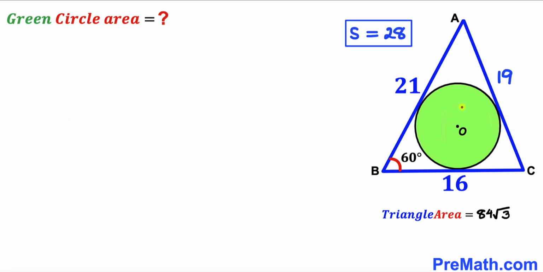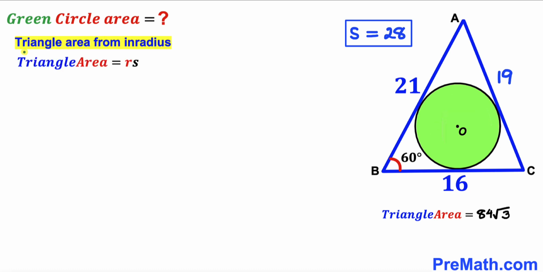Now let's focus on this green shaded circle. This is our inradius. Let's recall the triangle area formula using the inradius. That blue triangle area is going to be equal to the radius r times s, where s is the semi-perimeter. In our case, we already figured out our blue triangle area as 84 times square root of 3, and our semi-perimeter value as 28. Let's fill in the blanks in this formula.